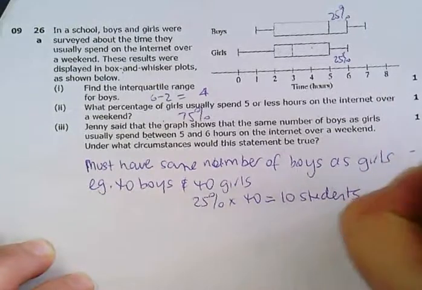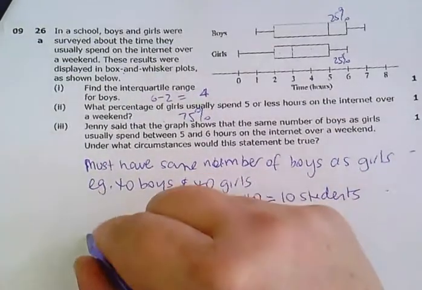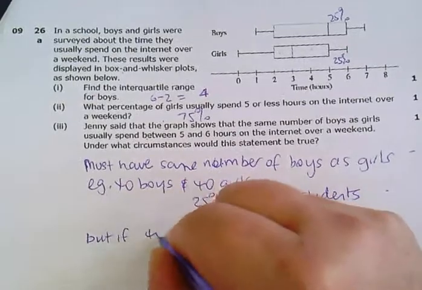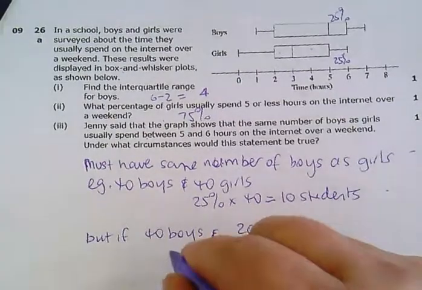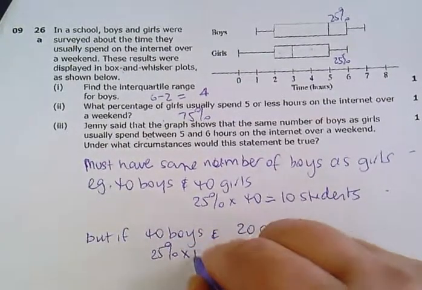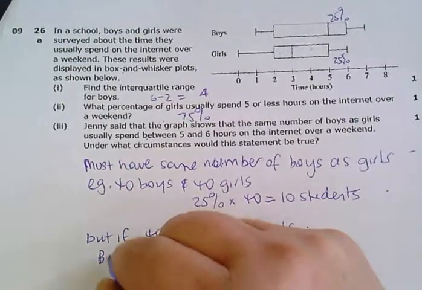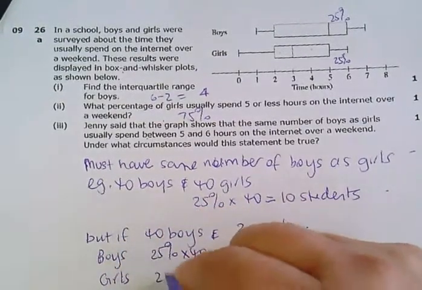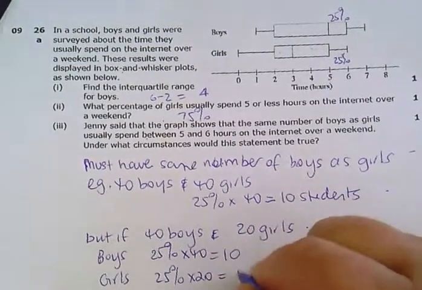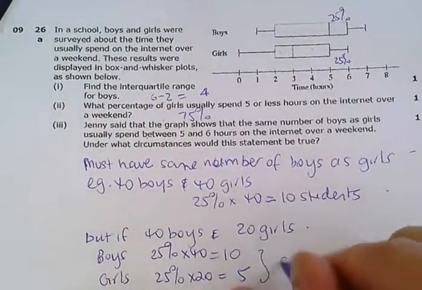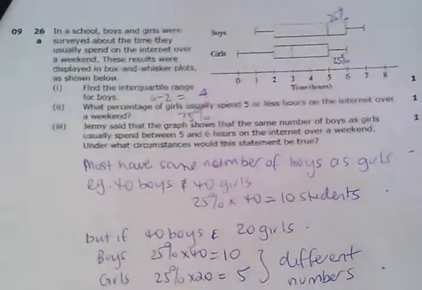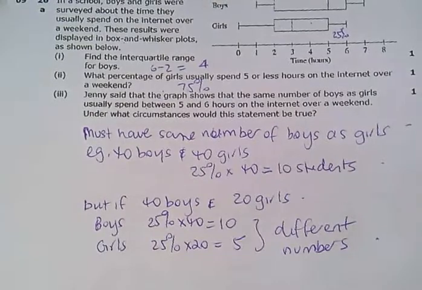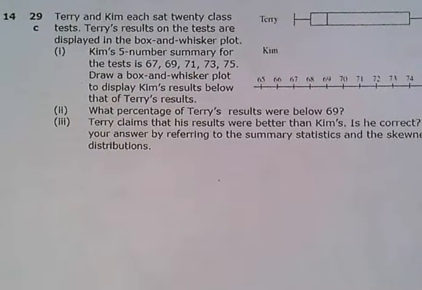But if there are 40 boys and, let's say, 20 girls, we've got 25% of 40 is 10 for the boys, but for the girls, 25% of 20 is 5. So that is different numbers. Does that make sense? The only way it's ever going to be true is if you've got the same number of boys as girls. See question 29C.